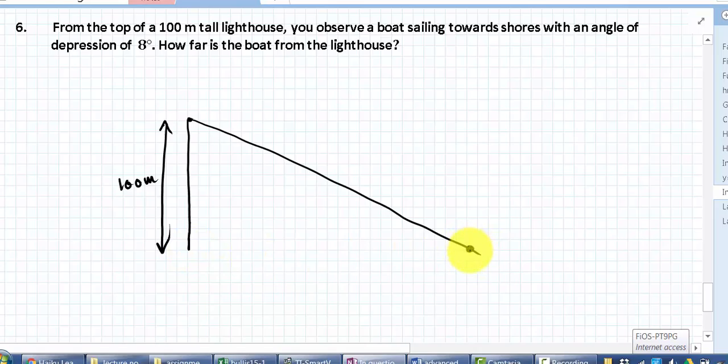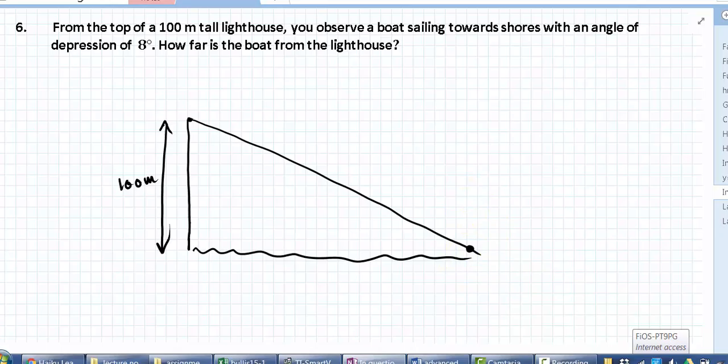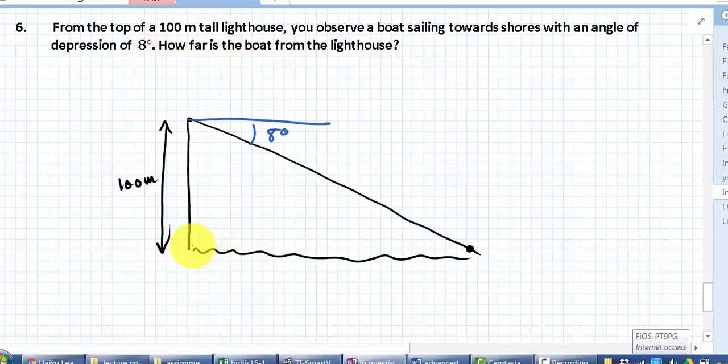The boat's right here, and this is the sea, right there. And the angle of depression is 8 degrees. Now be careful where you're going to put this, okay? The angle of depression goes right here, 8 degrees, right there. Okay, so what's the question? The question is, how far is the boat from the lighthouse? So of course I want this, that's a right angle, I want this side right here, okay? Now, if this is 8 degrees right here, what's that? Well, you got a right angle right there, right? So what are you missing to make a right angle? You're missing 82 degrees, okay? A right angle is 90 degrees, so that's what you're missing.